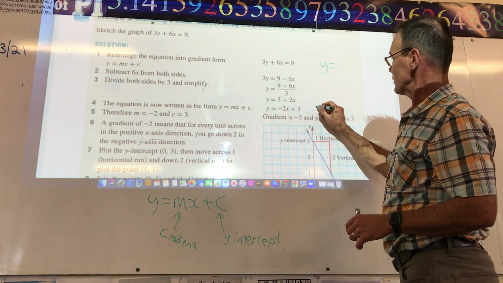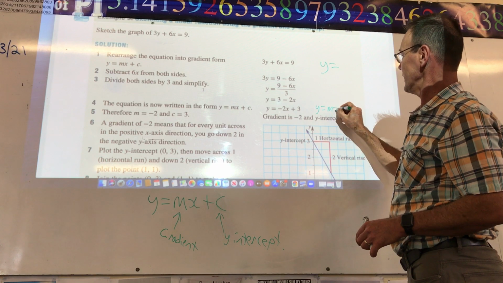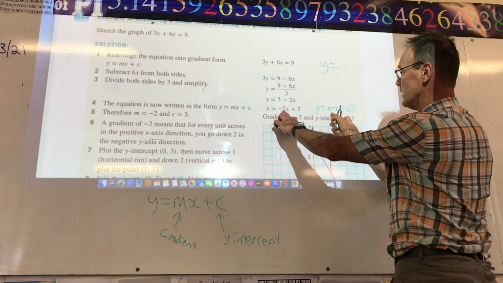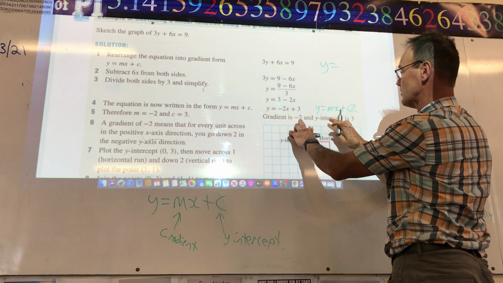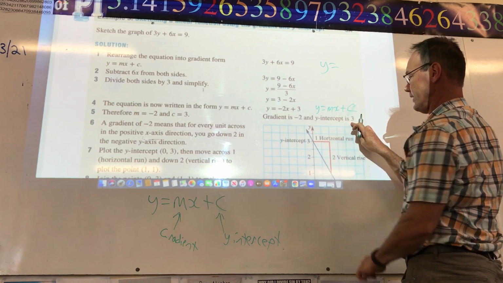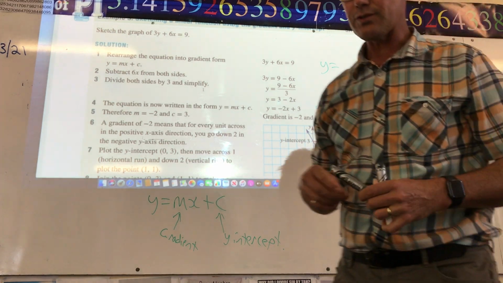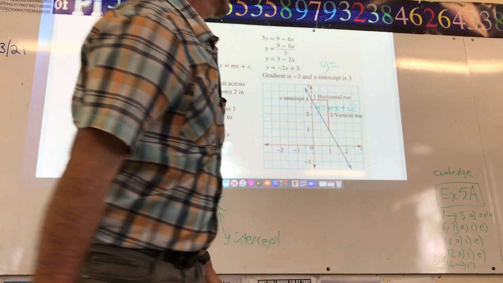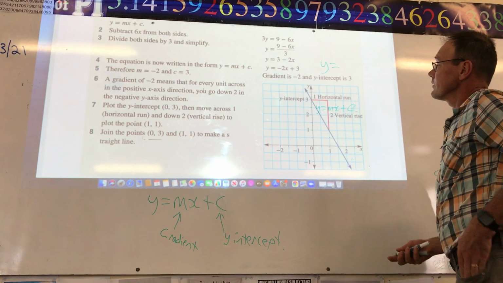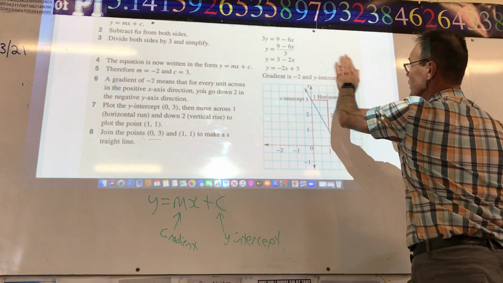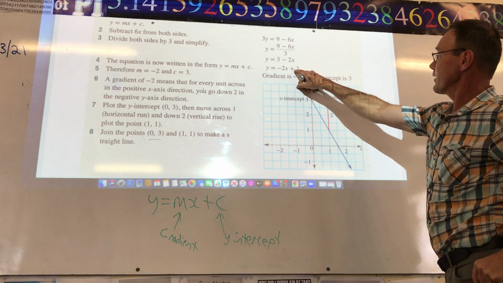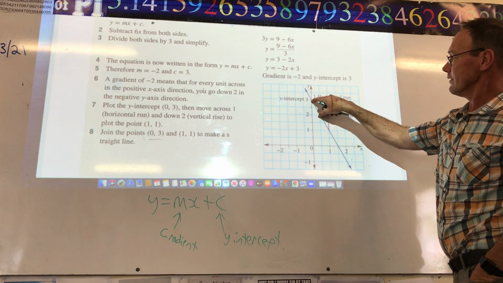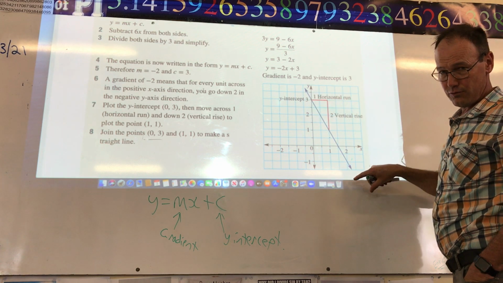So it means that, because we're comparing it to y equals mx plus c, you end up with the m is minus 2, the gradient is minus 2, and the y-intercept is 3. And without getting into too much detail, you plot the y-intercept first, which, what did we say it was? 3. So you put a dot where 3 is on the y-axis. That's the first thing you draw. Remember, you don't have the line until you've drawn it.